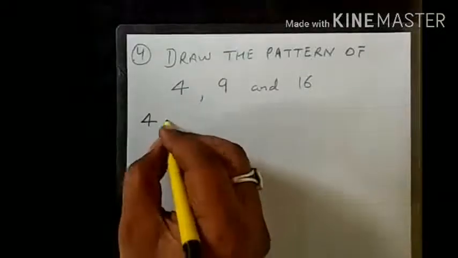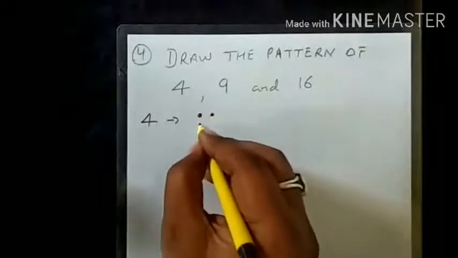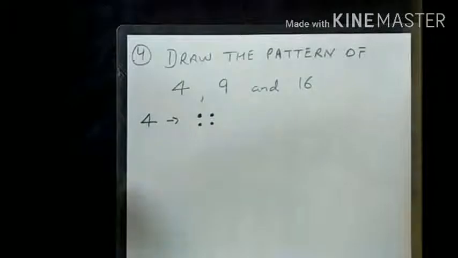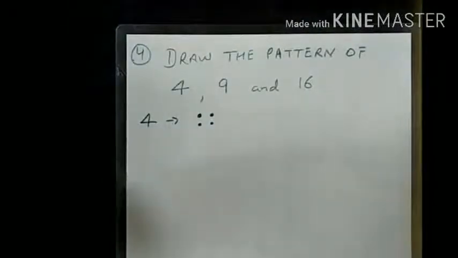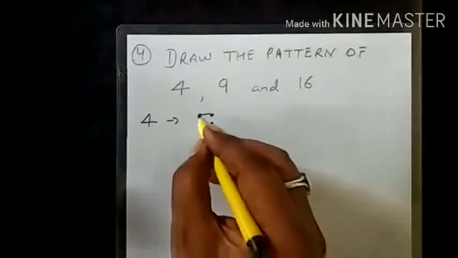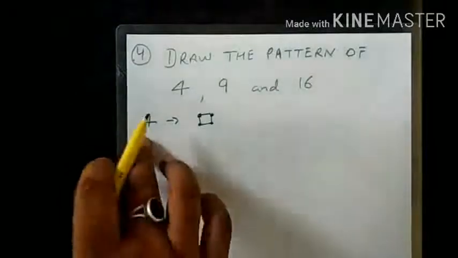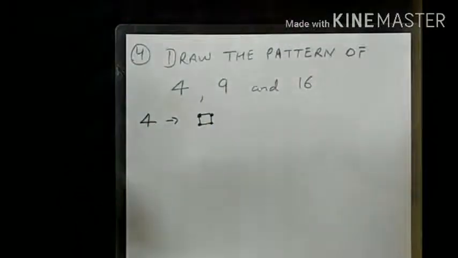So, 1 dot, 2 dot, 1 dot, 2 dot. So there are 4 dots complete. Now what type of figure is this? This type of figure is called a square. So 4 is a square pattern.